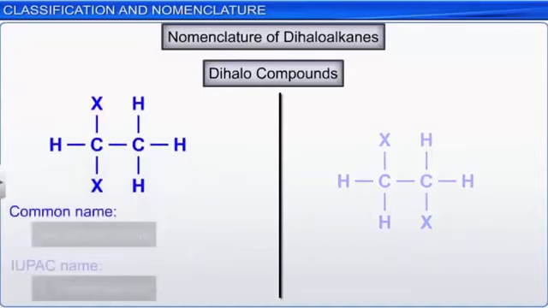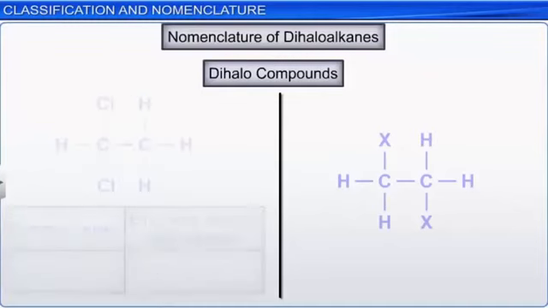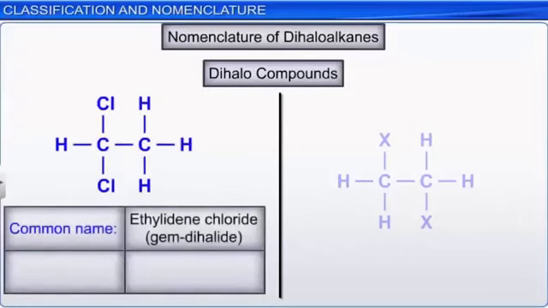If two halogen atoms of the same type are bonded to adjacent carbon atoms, it is called a vicinal dihalide. Vicinal dihalides in the common system are sometimes named alkylene dihalides. In the IUPAC system, they are named 1,2-dihaloalkanes.